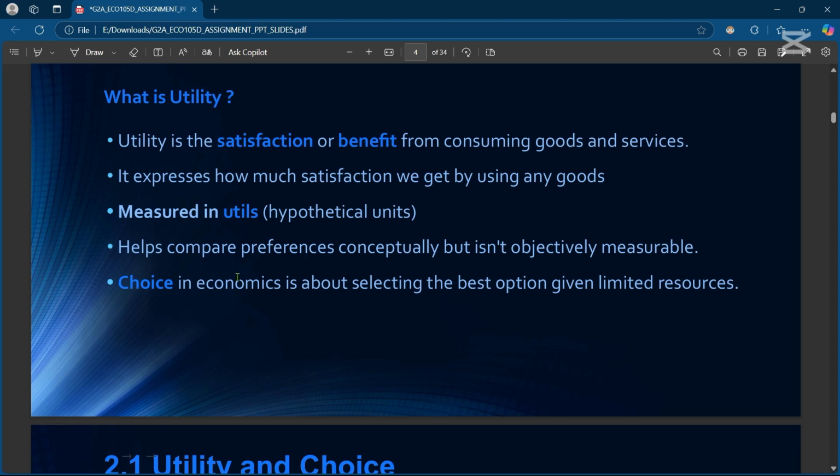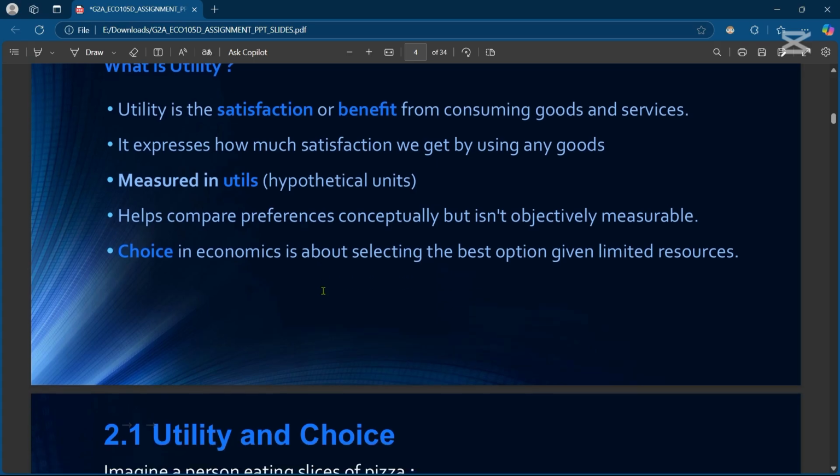Utility helps us compare preferences conceptually, but it is not objectively measurable. And the word choice in economics is about selecting the best option given limited resources. Like you have many options, but the best option is called choice in economics.